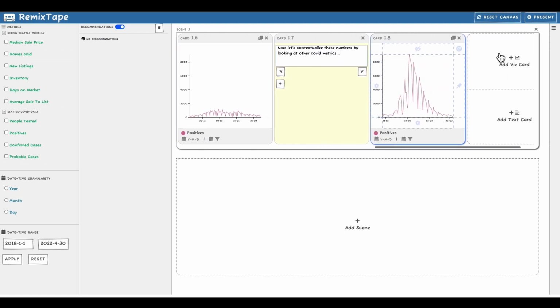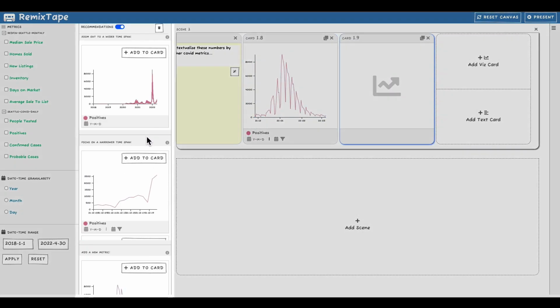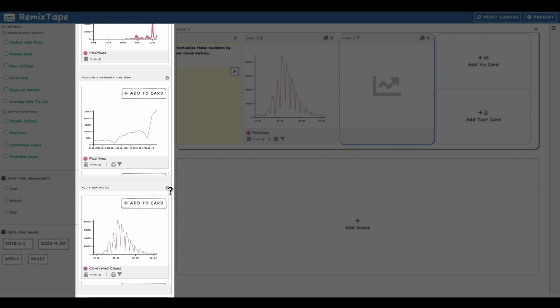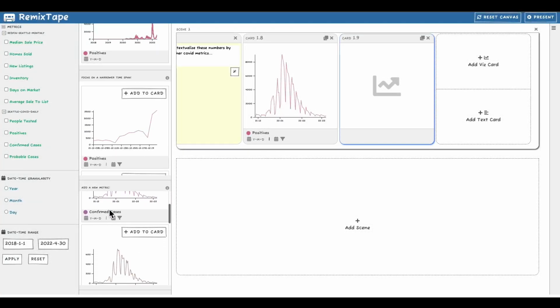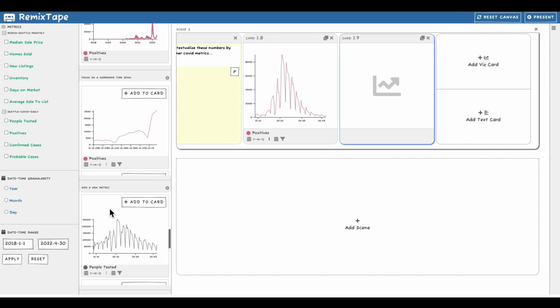To contextualize these observations with respect to other metrics, we create a copy of the viz card showing the bigger spike and add a new viz card after that. RemixTape now recommends metrics that exhibit a similar trend during the selected time period.